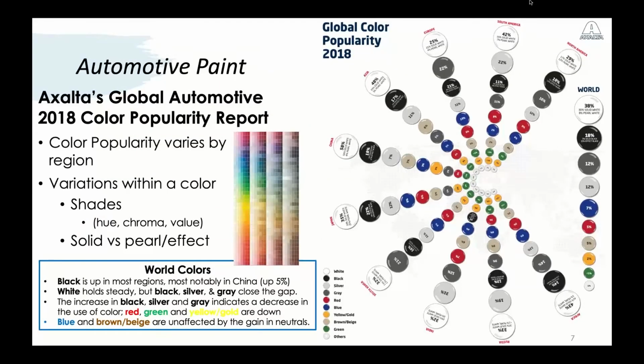This shows some of the analysis published in Axalta's Global Automotive 2018 Color Popularity Report. It shows how the popularity of automotive paint colors varies by region. And within a given paint color, there are also variations in the specific shade, as well as whether the paint is solid or if it contains effect pigments, which can make it pearlescent or sparkly. Paints not only vary with trends, but also with advancements in paint chemistry and other technologies.